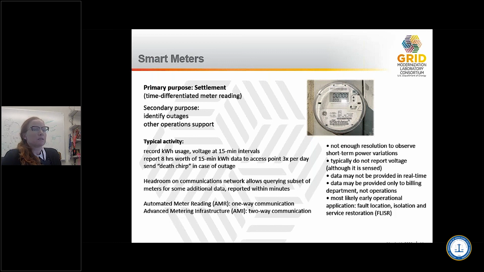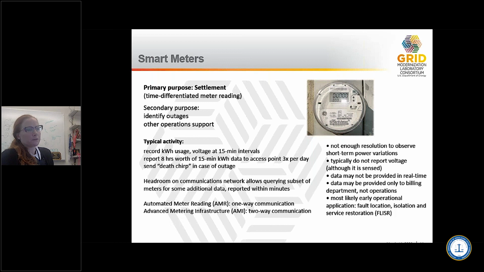There are 2 types of system you might see out there. There's the automated meter reading system, which is one-way communication. It's still a more advanced sensor than the initial electromechanical meters we had previously. I don't think you can see it behind me, but I actually have a mechanical meter sitting behind Iron Man back there that I took from one of the utilities we're working with when they were getting rid of them all, because I thought it was pretty cool that they still had the spinning dial in them.